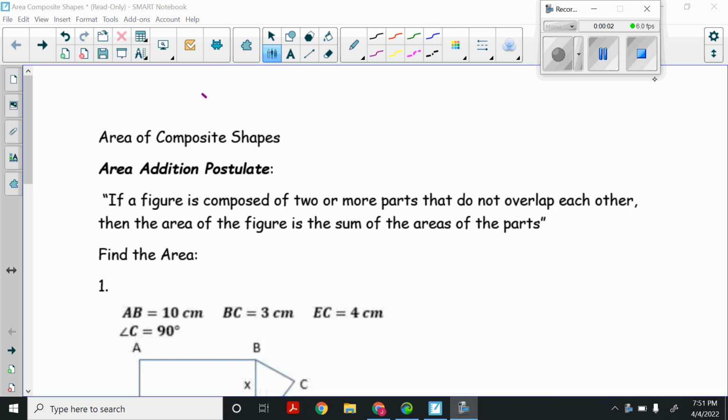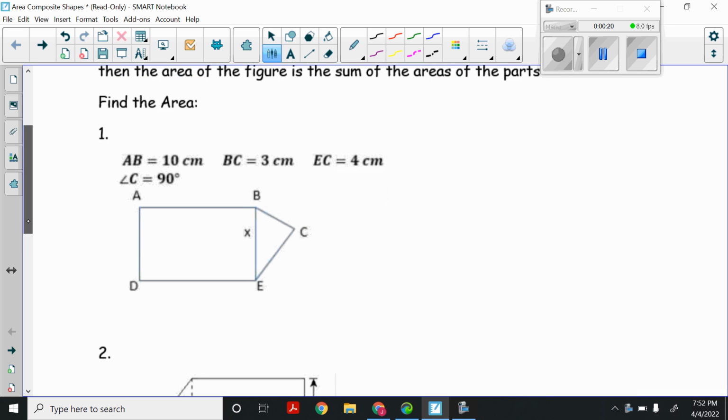Right, today in geometry, we are looking at area of composite shapes. So remember, we have the area addition postulate that says if a figure is composed of two or more parts that do not overlap each other, then the area of the figure is the sum of the areas of the parts. So we want to find the area of each of these.